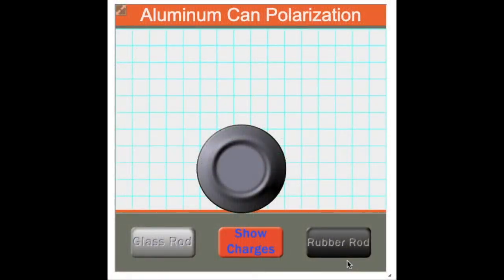Alright, so I have switched over to a new simulator to help show this idea of how positive tape and negative tape can actually do the same thing to a neutral object. I have an aluminum can here. It's neutral to begin with. The total number of electrons would equal the total number of protons in this material, so it's not charged up one way or the other.